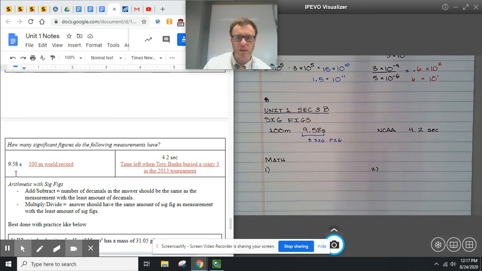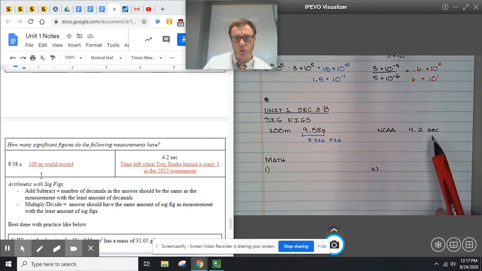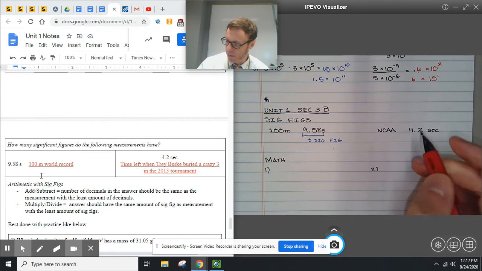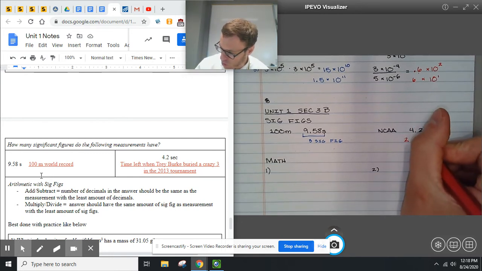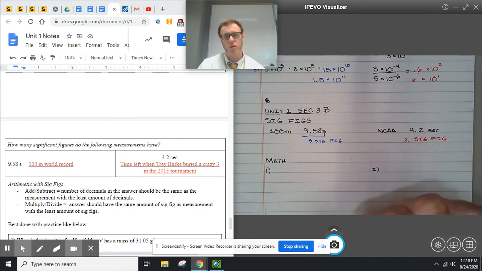When you look at Trey Burke's crazy three-pointer, which you definitely should watch as well because it's a Michigan play, you can see that basketball measures time like this, with 1/10 of a second. We all understand that now with basketball. We could measure it a little more accurately, like Bolt's time here. However, in basketball, we've just decided that after a 1/10 of a second, it doesn't matter anymore. That's where we're going with this. So here, how many significant figures are there? There are 2 sig figs, because there are 2 non-zeros there.